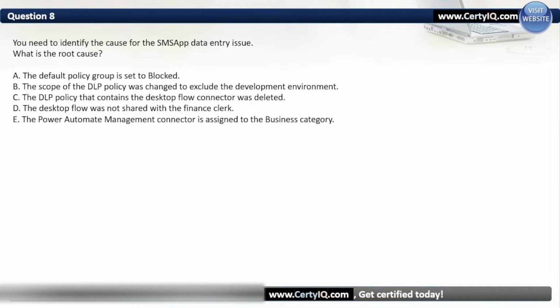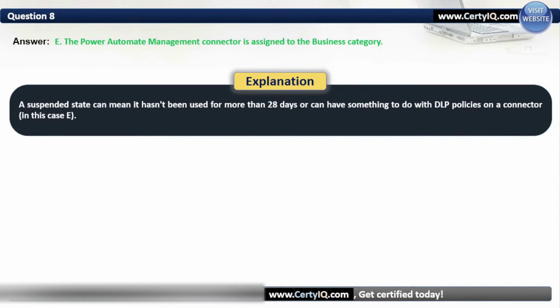The correct option is E. The Power Automate Management connector is assigned to the business category. A suspended state can mean it hasn't been used for more than 28 days or can have something to do with DLP policies on a connector.